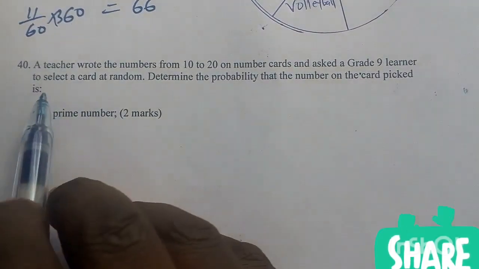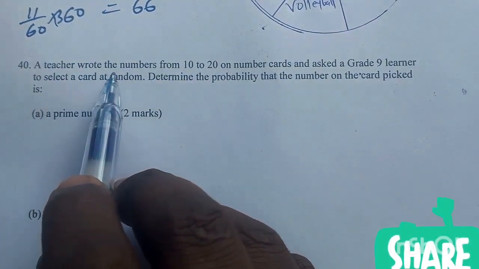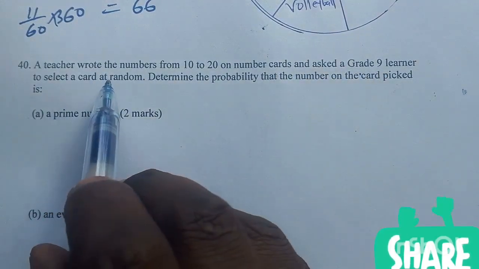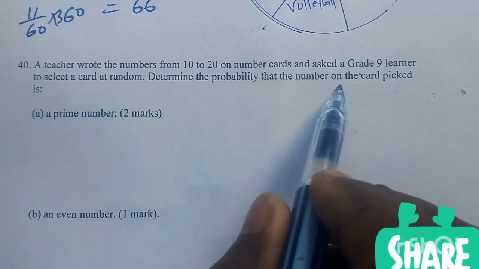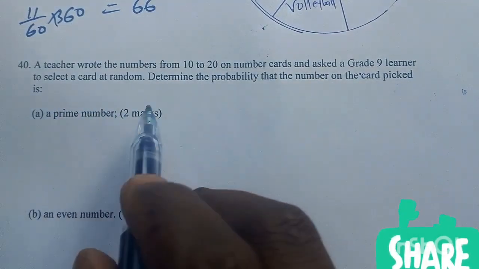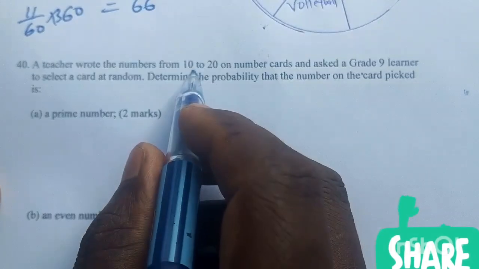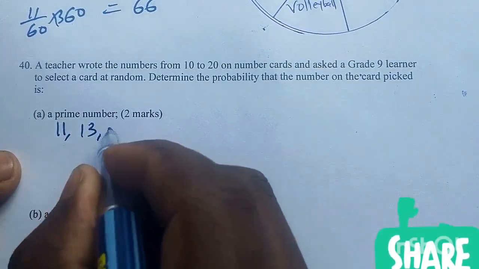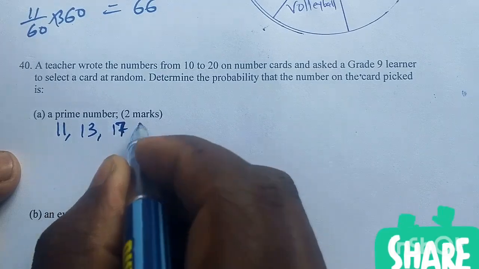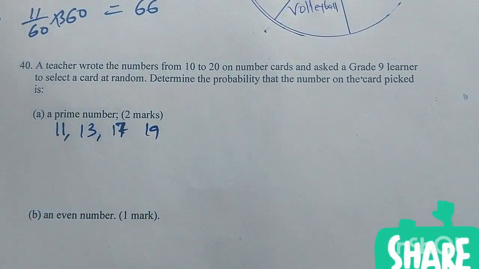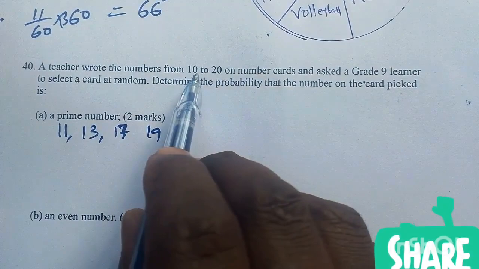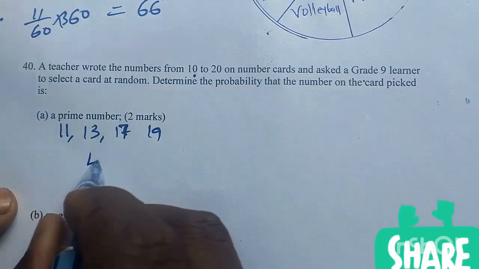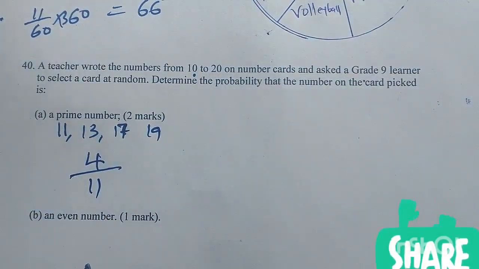A teacher wrote the numbers 10 to 20 on cards and asked a grade 9 learner to select a card at random. Determine the probability that the number on the card picked is a prime number. Prime numbers between 10 and 20 are 11, 13, 17, and 19. These are the prime numbers. So the total numbers from 10 to 20, they are 11. So 1, 2, 3, 4. This is going to be 4 over 11. So the probability is 4 over 11.